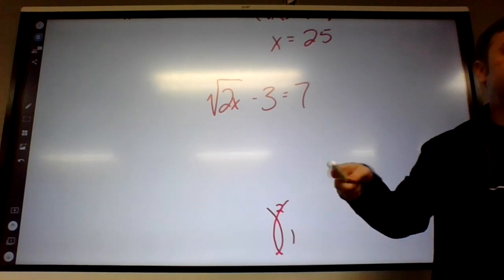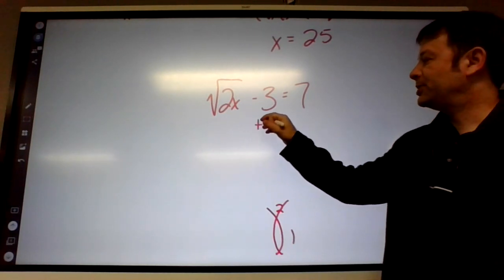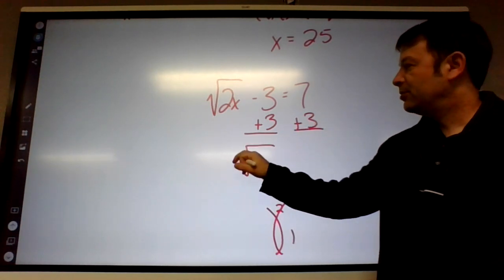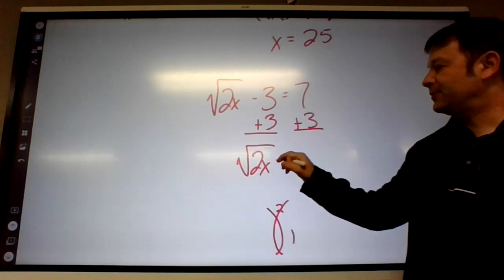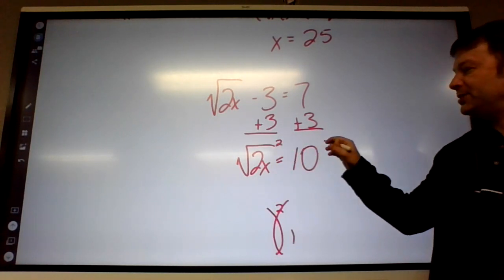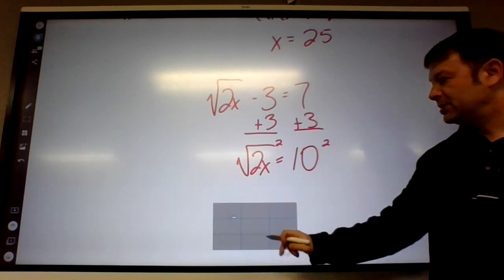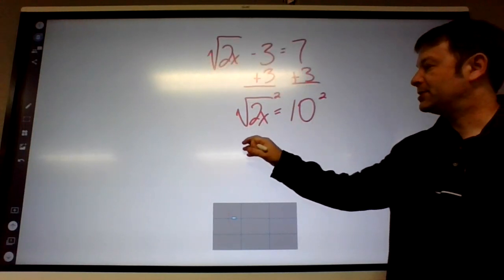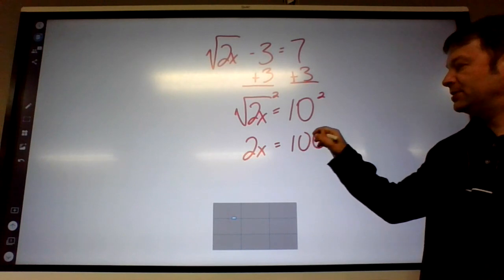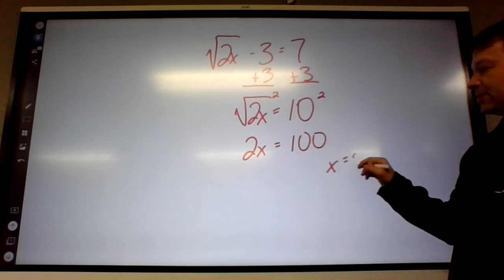Any guesses? Add 3. Okay, so what you want to do is get the square root by itself first. Once you have the square root by itself, then you can square both sides and you should have no problems. So if I square this, now it's just 2x equals 100, divided by 2 is just 50.